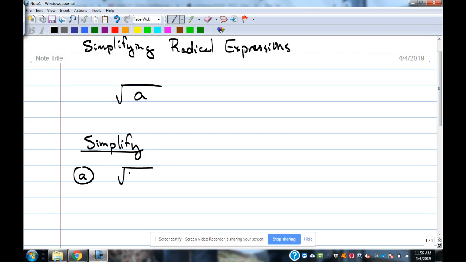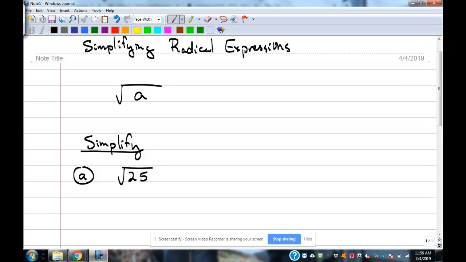Now, sometimes it's super easy, like the square root of 25. That should be common math knowledge for you guys at this point in your life. What is the square root of 25? Why? Because 5 times 5 is 25. It takes two 5s to make a 25. You multiply. That's the reason.